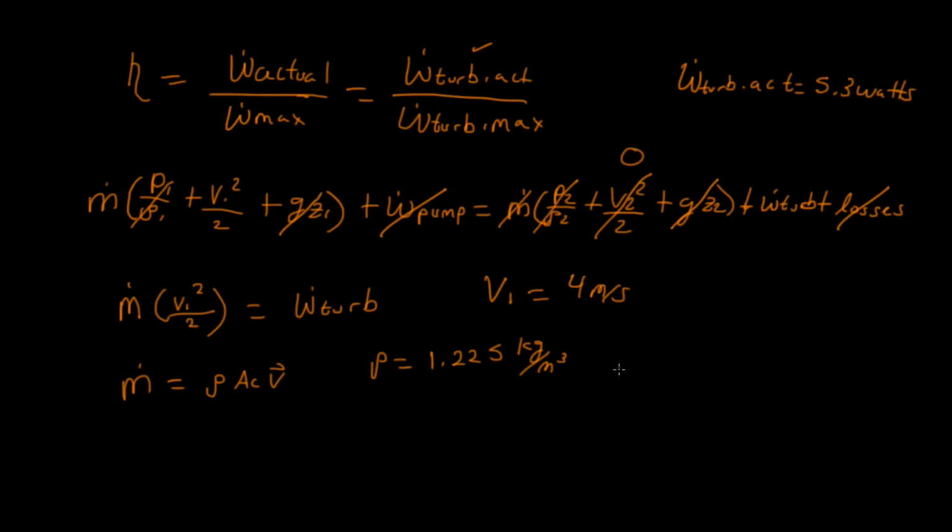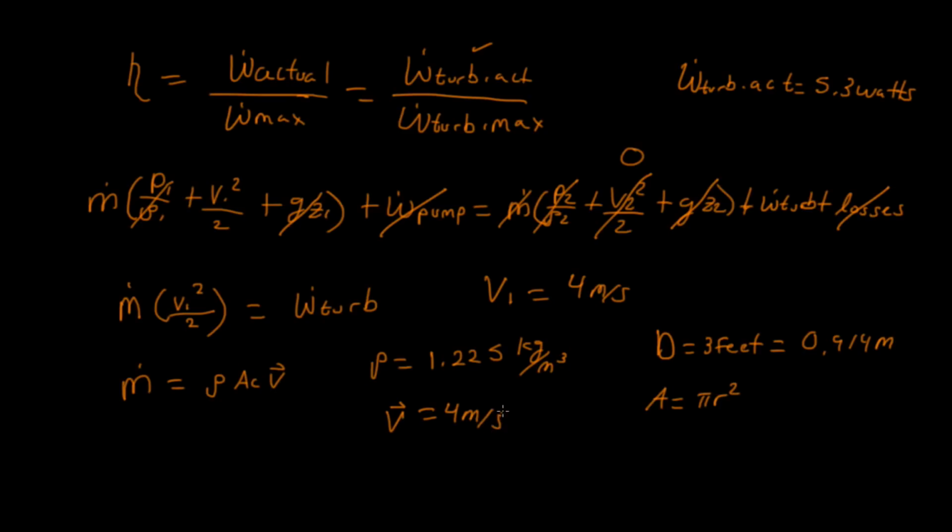Our cross-sectional area, we know the diameter of our turbine. It is at 3 feet. So diameter equals 3 feet, which when you convert it is about 0.914 meters. Okay? And since I have the diameter, I can use area equals pi r squared to get my area. I'll do that in a second. And our velocity, the velocity would be the velocity that my fluid is flowing at. So velocity would be 4 meters per second.